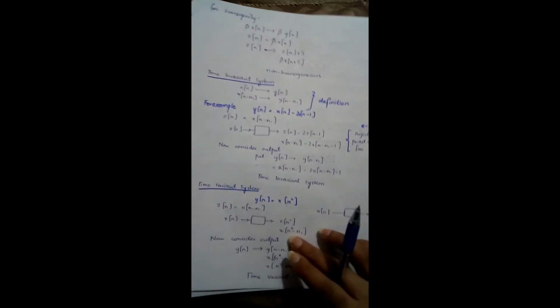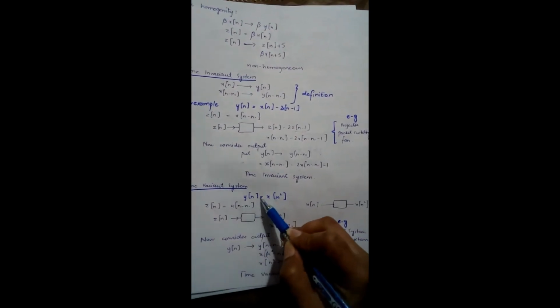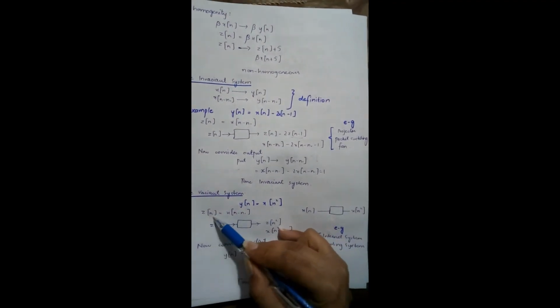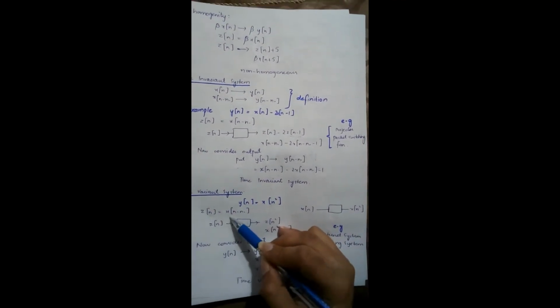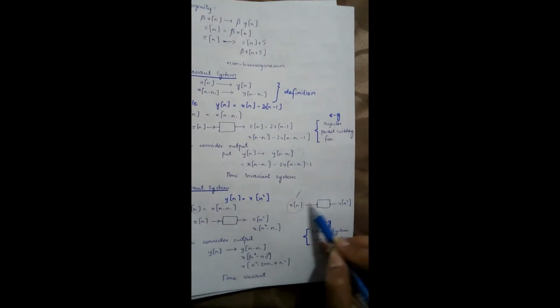Now the time variant system. For a time variant system, the function is y of n is equal to x of n square. So this is the dummy variable, and the dummy variable is equal to x of n minus n naught. If we pass x of n, the input variable, to the system, it will create an output variable x of n square.